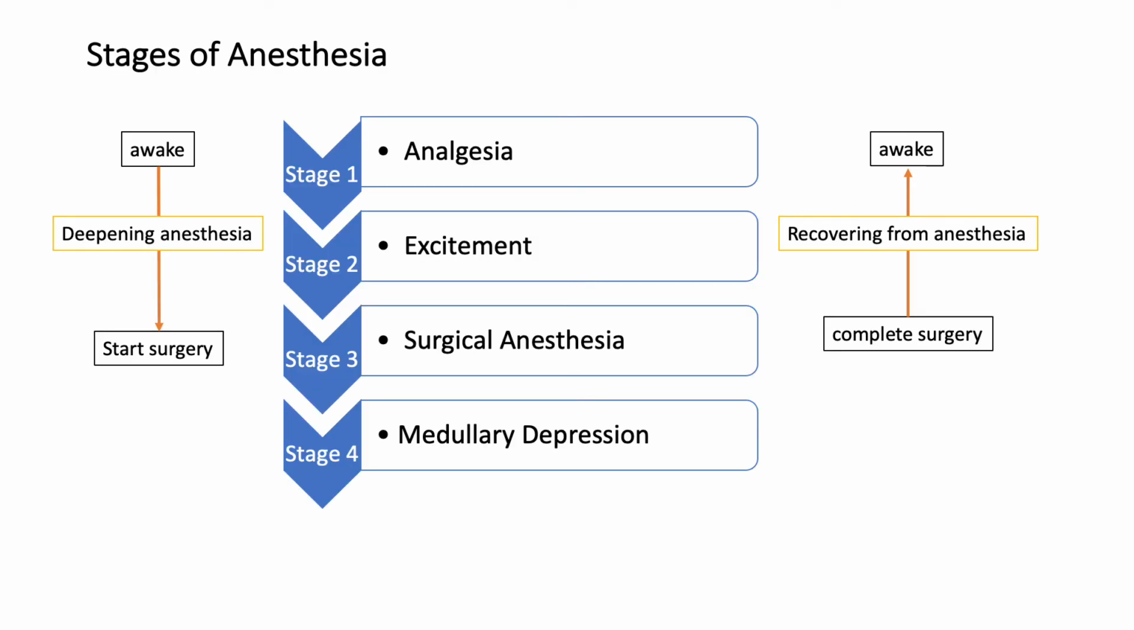There are 4 stages of anesthesia. Stage 1, analgesia. Stage 2, excitement. Stage 3, surgical anesthesia. Stage 4, medullary depression. The patient goes from being awake through stages 1 to 3 as the anesthesia deepens. After surgery is complete, the patient slowly recovers from anesthesia, going from stage 3 back to stage 1. You don't want your patient to go to stage 4, so we're not going to go there or talk about it.